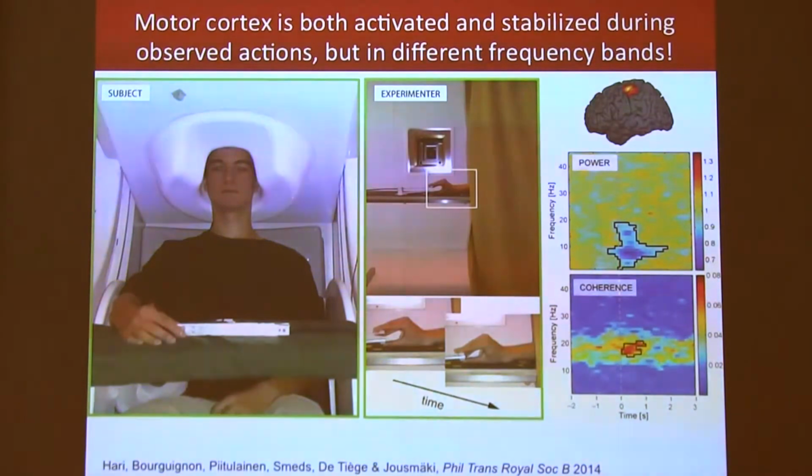And interestingly, there's some monkey data recently from Roger Lemon's lab in London showing that primary motor cortex contains a kind of mirror neurons that are inhibited by actions.